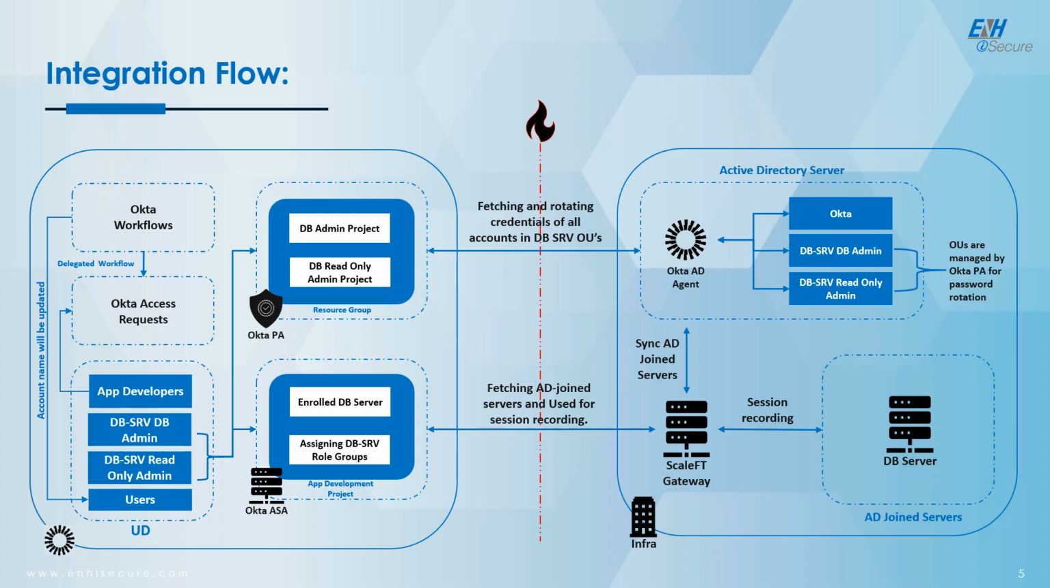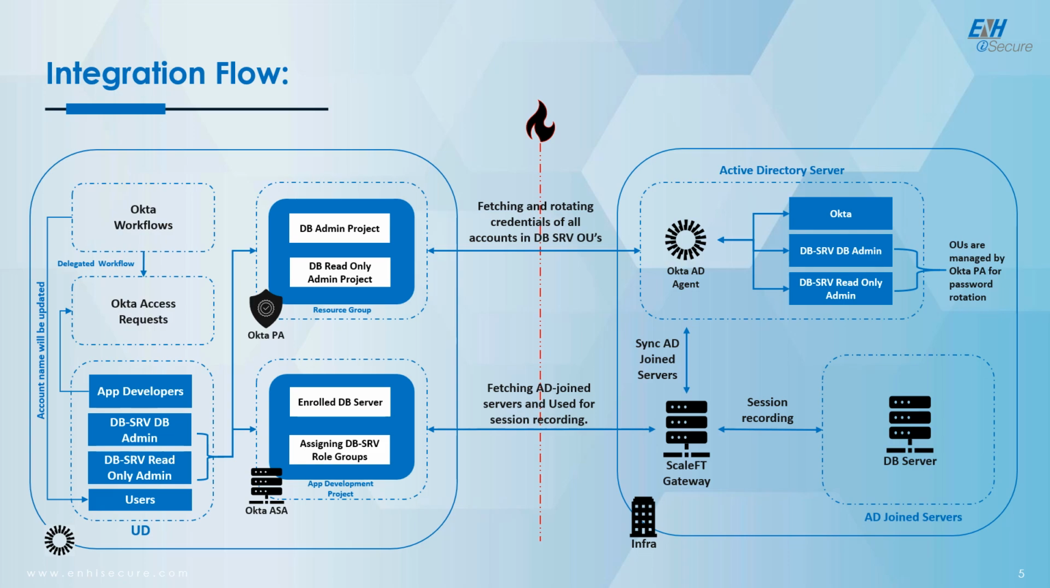Now let's understand how all these components are combined to make this use case possible. First, I have created a few user groups in Okta, which includes an application developer group and multiple project and server specific groups. The project and server specific groups were pushed to both Okta Privileged Access and Okta Advanced Server Access, while the application developer group was pushed to Okta Access Request, allowing access requests to be configured exclusively for this group. Within Okta Access Request, I set up both approval and non-approval workflows.